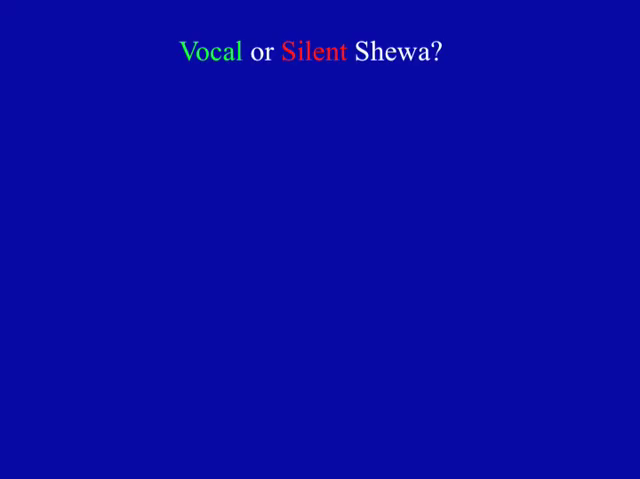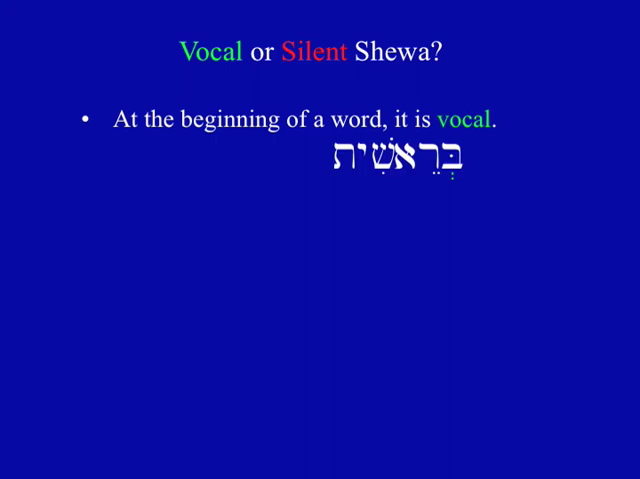So how will you know the difference when you see a word? Well, there are some simple guidelines, and you'll be used to them before you know it. If it's at the beginning of a word, it's vocal, and that's that. Otherwise, the word, and therefore its first syllable, would be beginning with a consonant cluster, two consonants. So here, Bereshit.